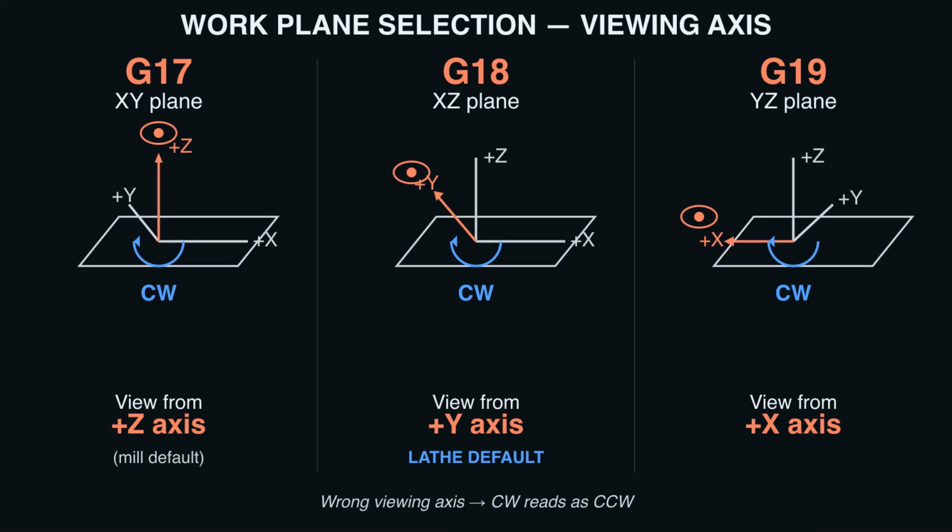3 planes, 3 viewing axes. XY you view from plus Z. XZ you view from plus Y. YZ you view from plus X. On a lathe, that plus Y direction is the formal ISO definition, but how the arc actually looks depends on turret position too. Get the viewing axis wrong and CW becomes CCW.